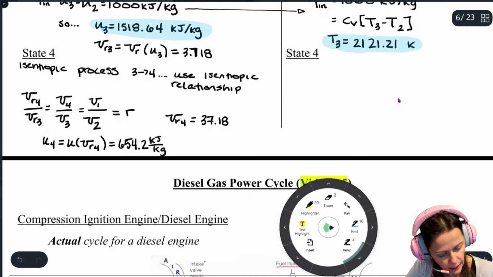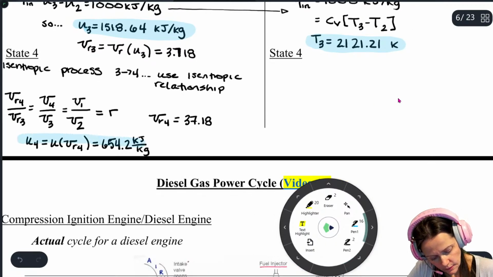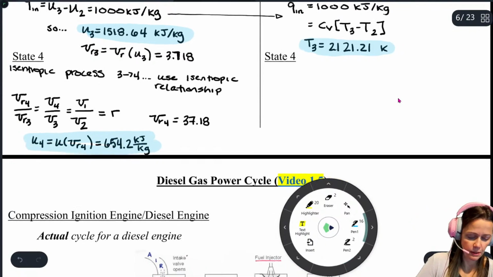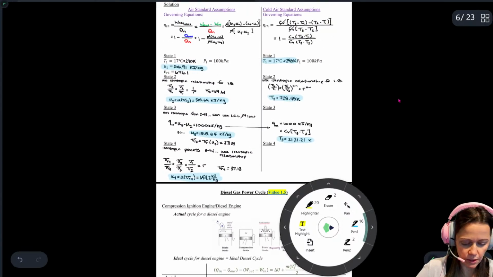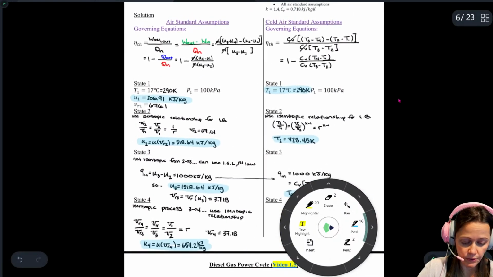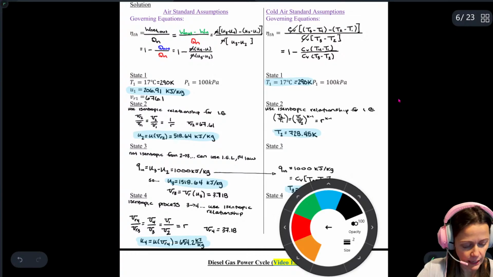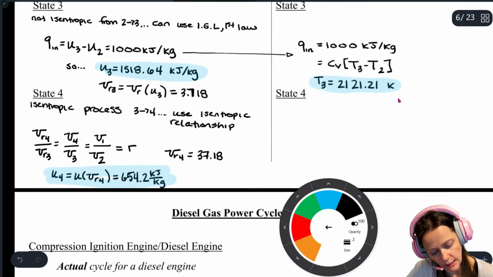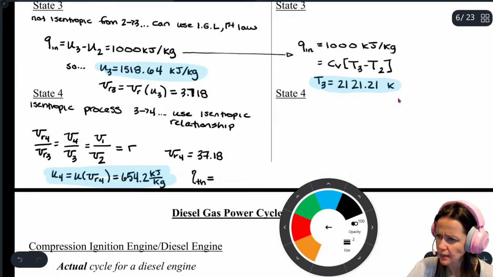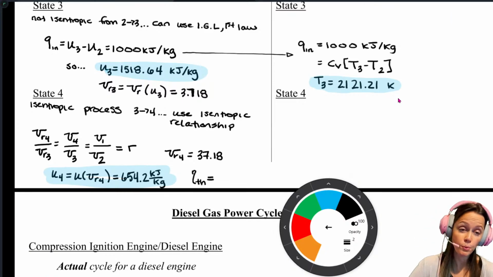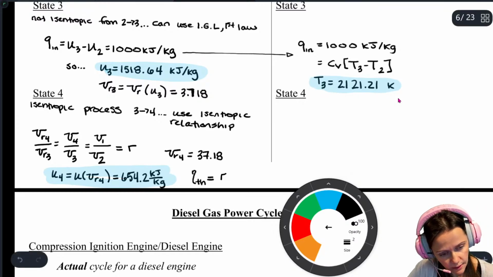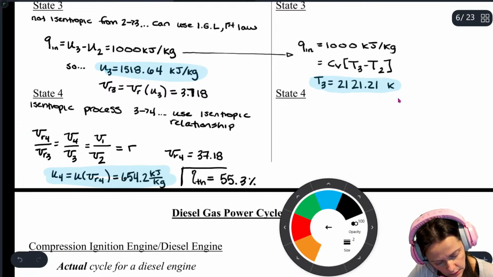And at this point now, if I look back up at my governing equation that I started with, I only need those U values. That's all I need. And so I can plug all that stuff in and get my thermal efficiency. So my thermal efficiency in this case ends up being 55.3%. Perfect.